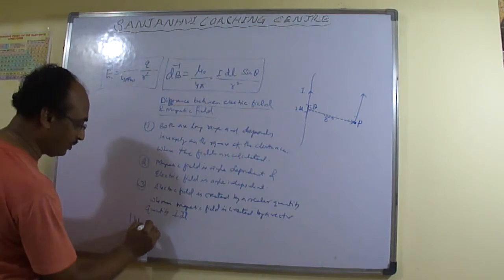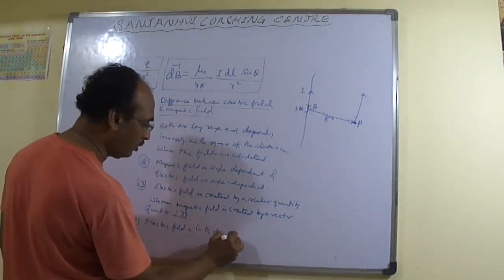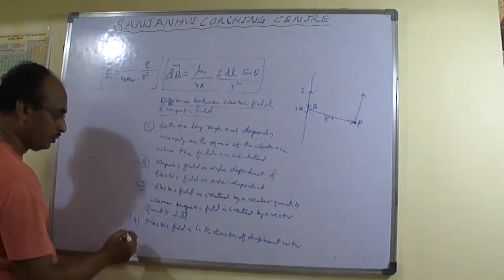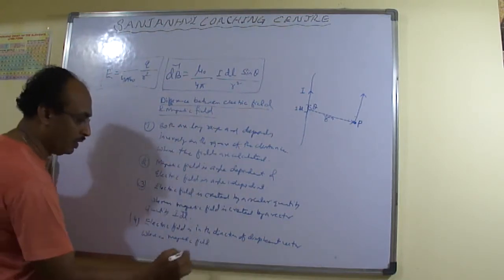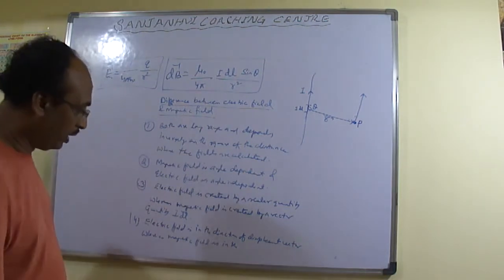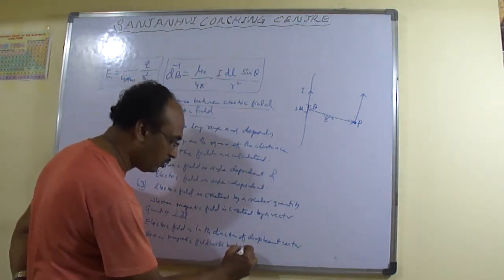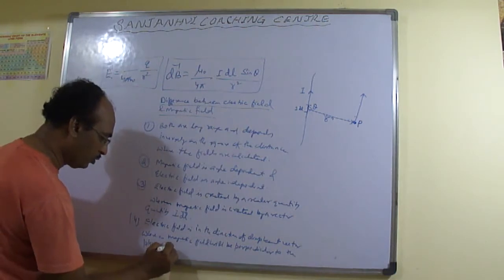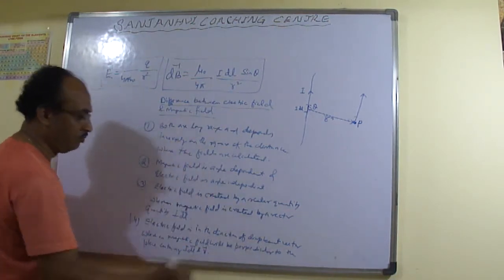So what we can write here: electric field is in the direction of displacement vector, whereas magnetic field will be perpendicular to the plane containing I dl and r vector. Yes or no?